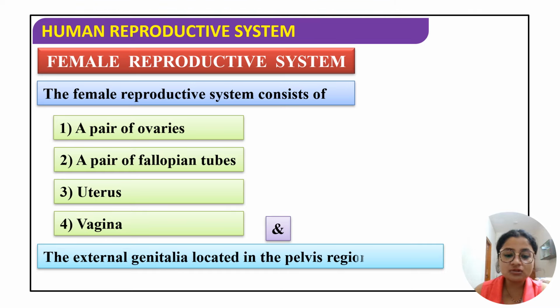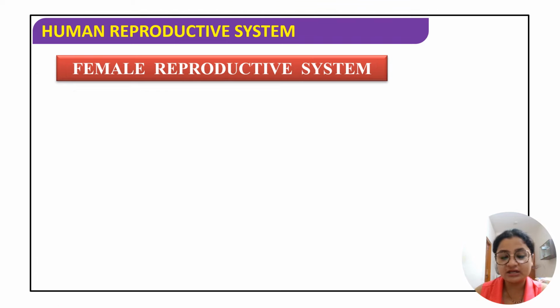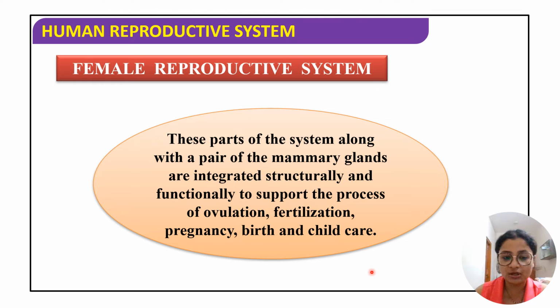Okay, and also another thing that we need to remember over here is that the external genitalia is located in the pelvic region, exactly like the male reproductive system. So these parts, along with a pair of the mammary glands, are integrated structurally and functionally to support the process of ovulation, fertilization, pregnancy, birth and childcare.